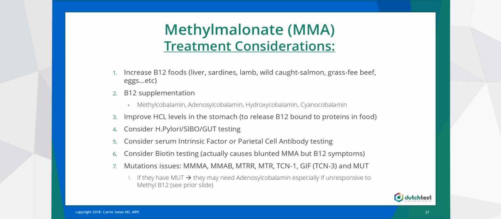And then those of you who are into genetics, I have the mutations listed there to help you decide which ones you might want to look at for B12 specifically. And again, as Dr. Lynch said, if you have the MUT mutation, they may need to take adenosylcobalamin as opposed to methylcobalamin, or just more adenosylcobalamin than methylcobalamin.